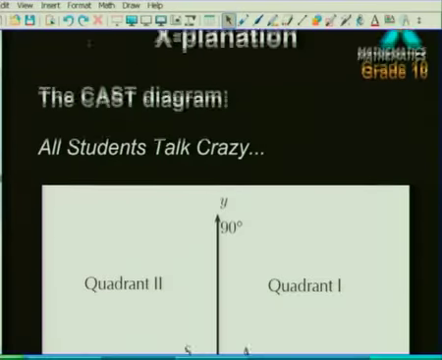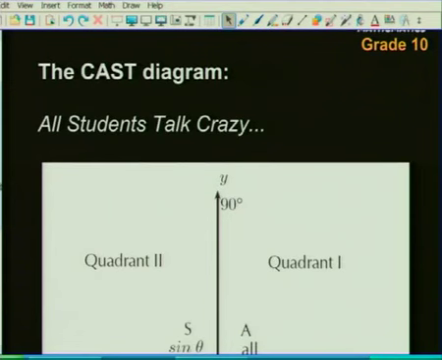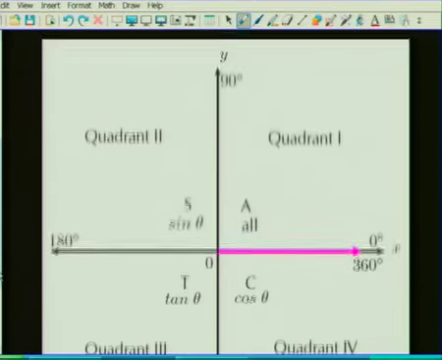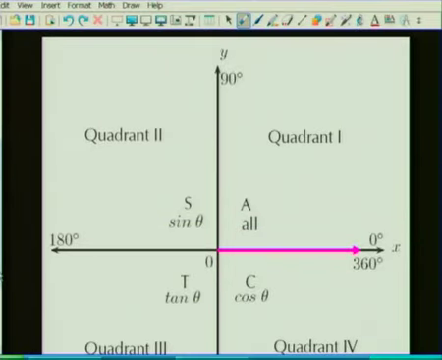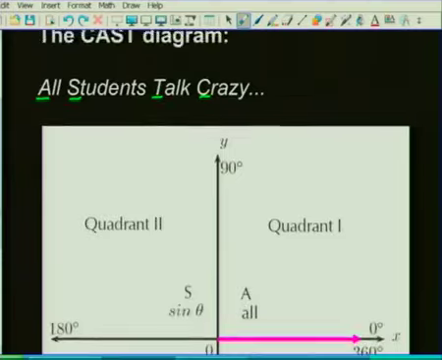Let's extend this concept we started earlier where we talked about not needing to work with angles less than 90 degrees. What I have here is what we call the CAST diagram, and quite a nice way to remember it is: all students talk crazy. A for all, S for student, T for talk, C for crazy, and that helps us to remember it. I'm going to go through it in great detail with you now so that you get to understand it.